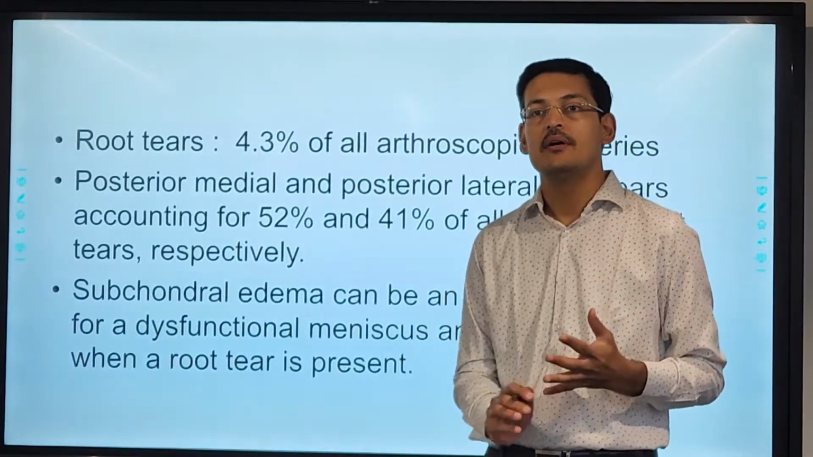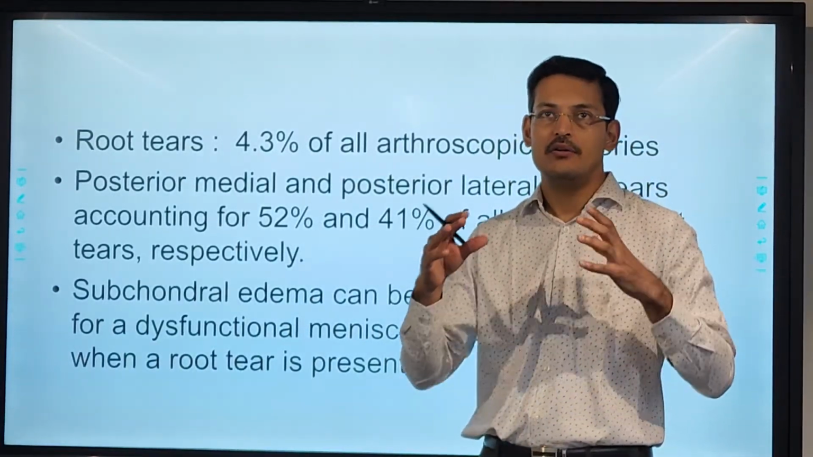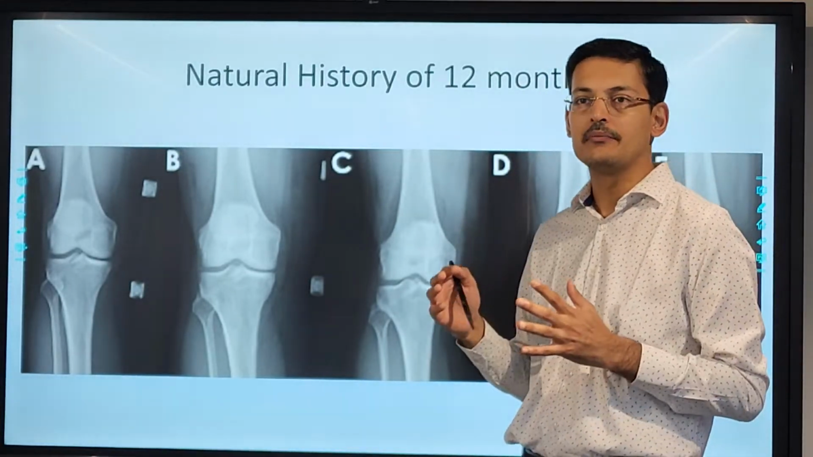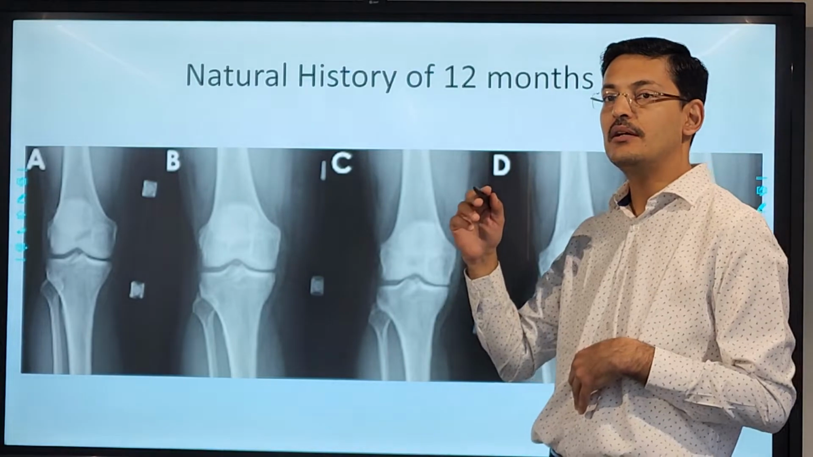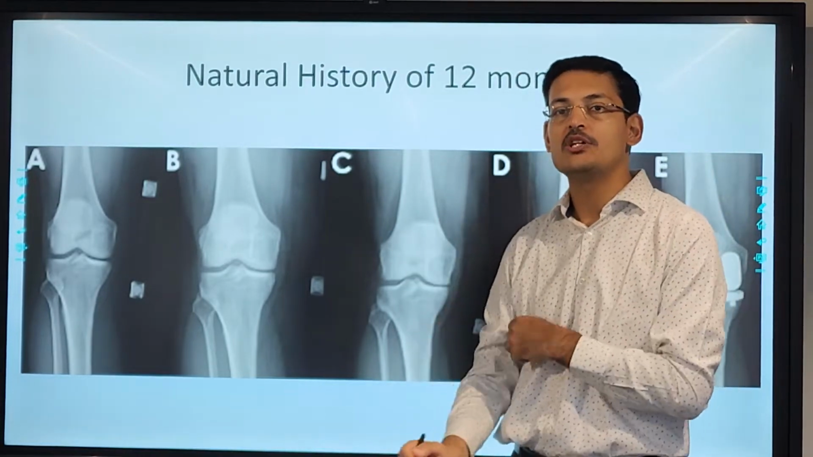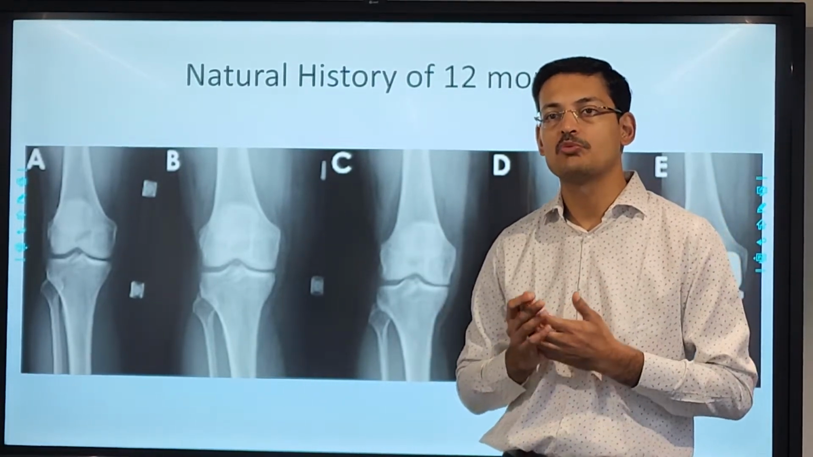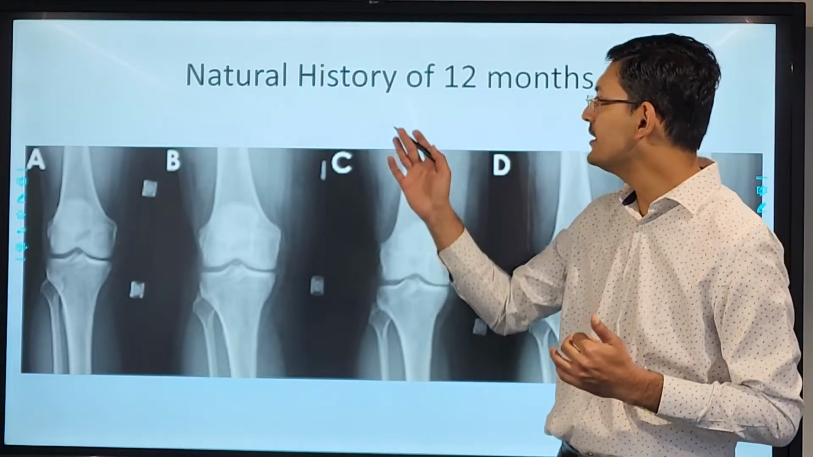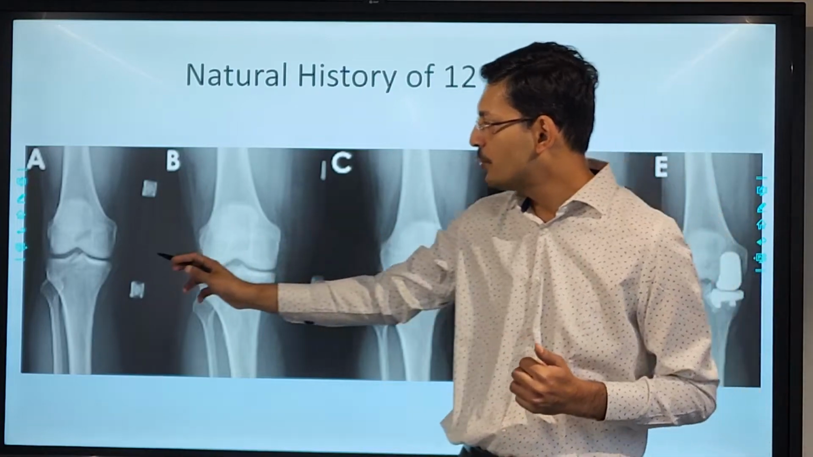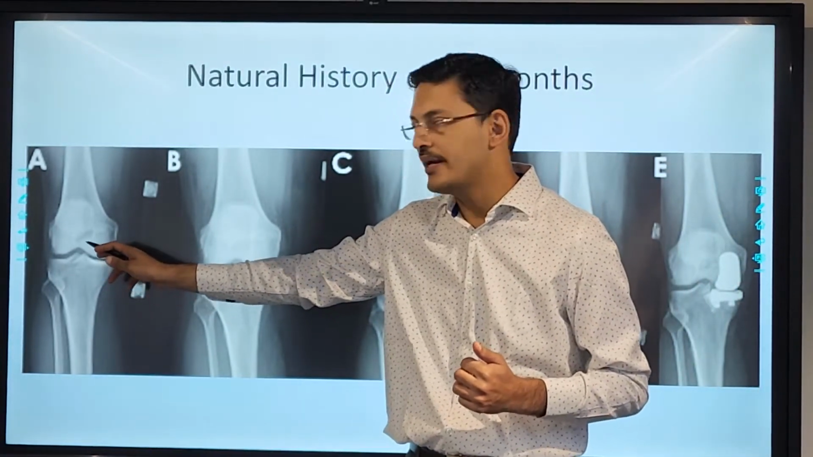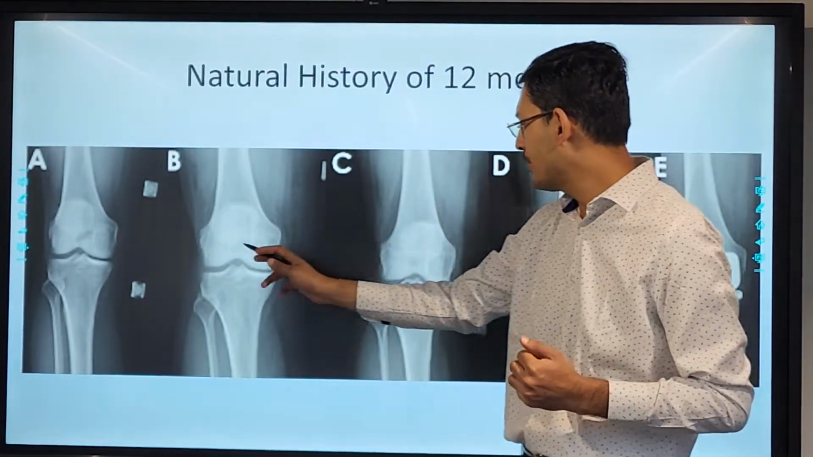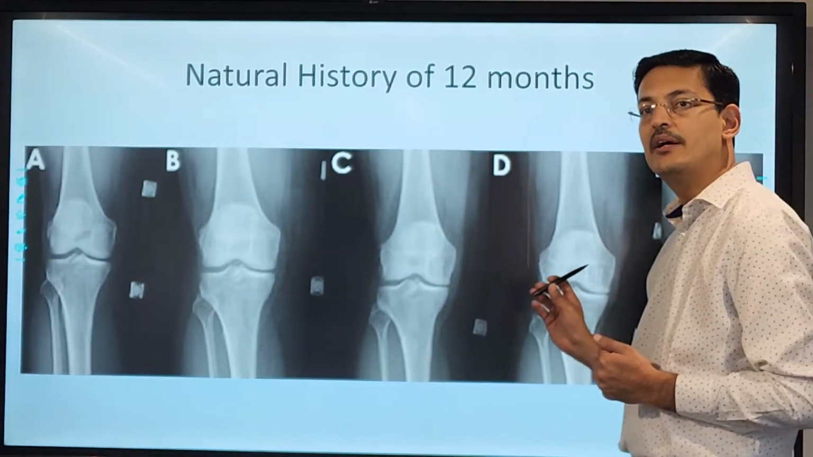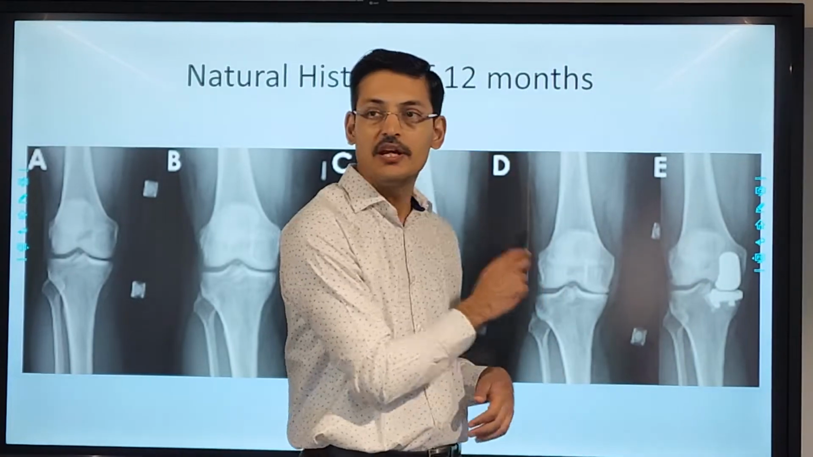What is subchondral edema? Basically, function-wise, a meniscus is basically a shock absorber to the knee. So if the meniscus is torn from the root, then the shock absorbing capacity of the meniscus will go and the bone will touch the bone. So this is a natural progression in 12 months. You can see that this is a root tear happening at around this stage, and it progresses quite quickly to a bone-to-bone arthritis, and the patient may need a sort of a joint replacement surgery here.